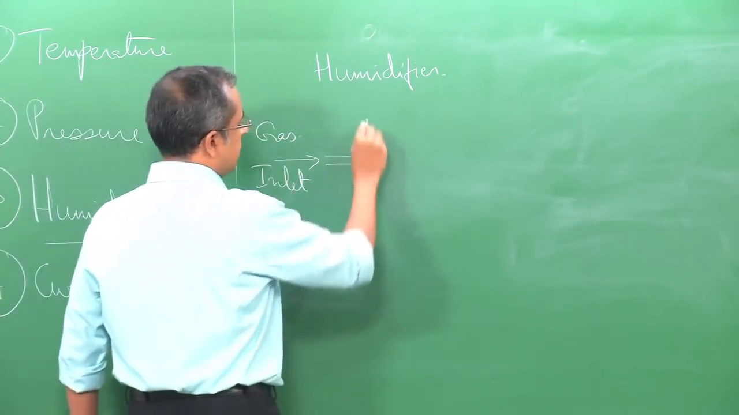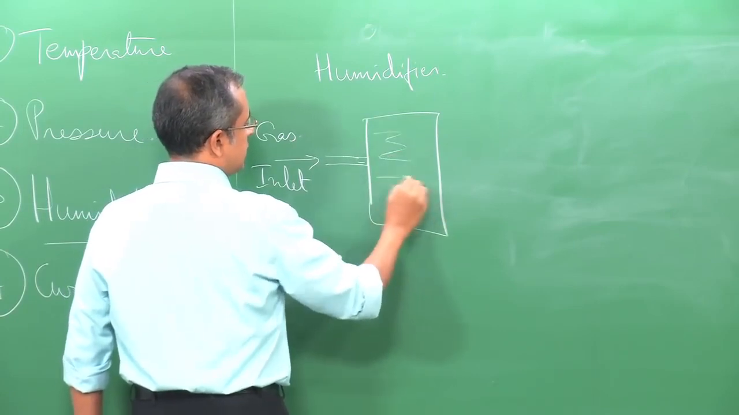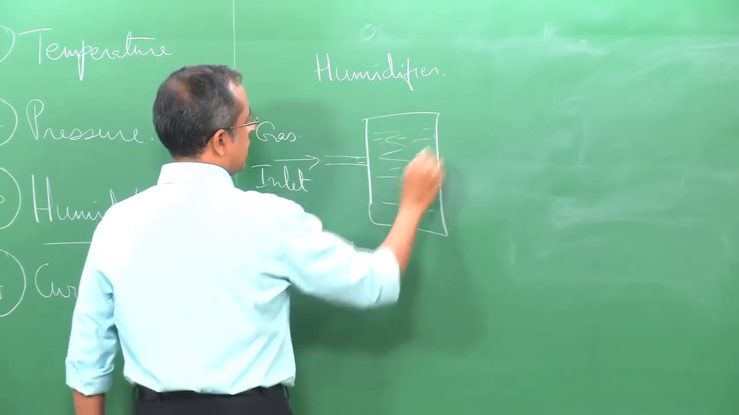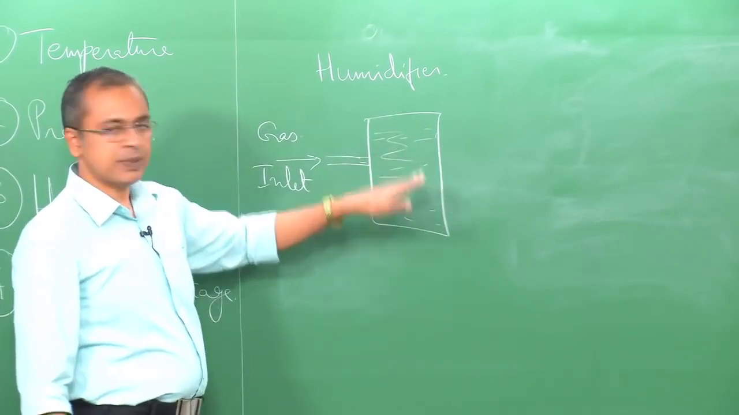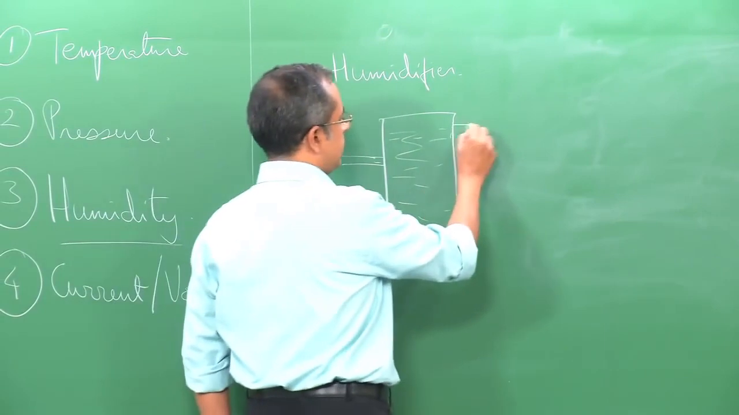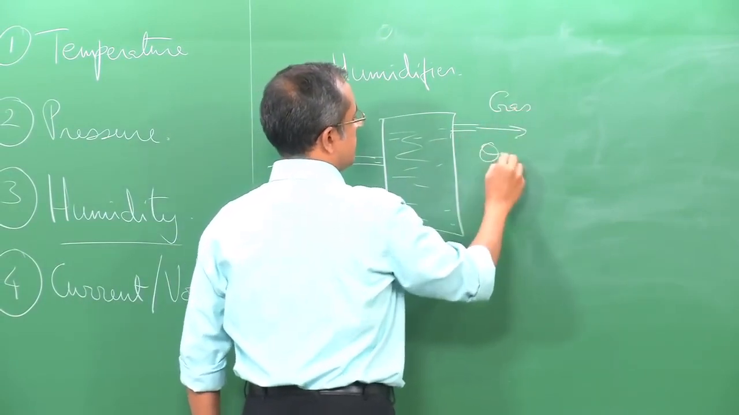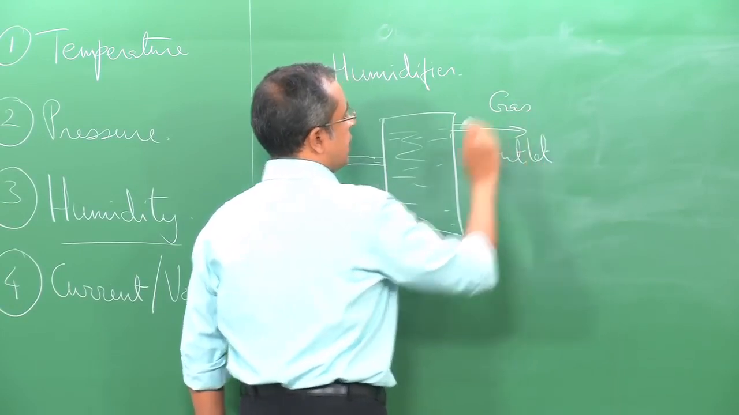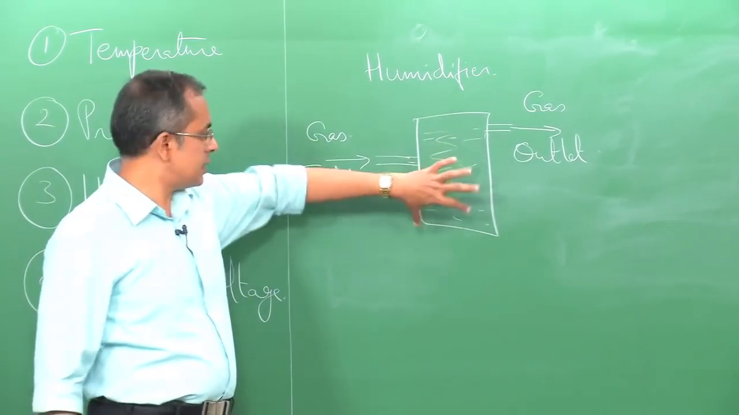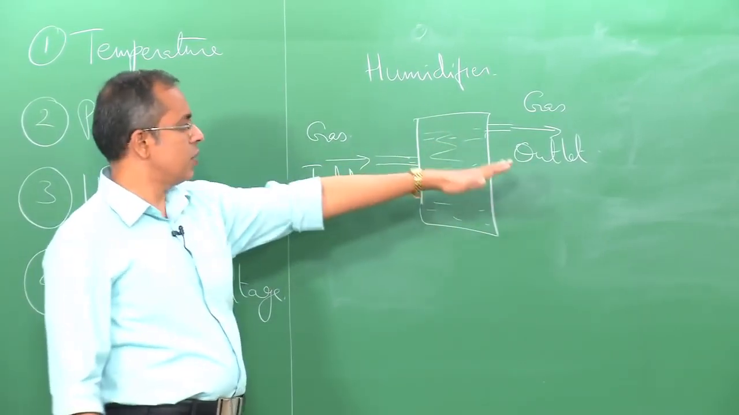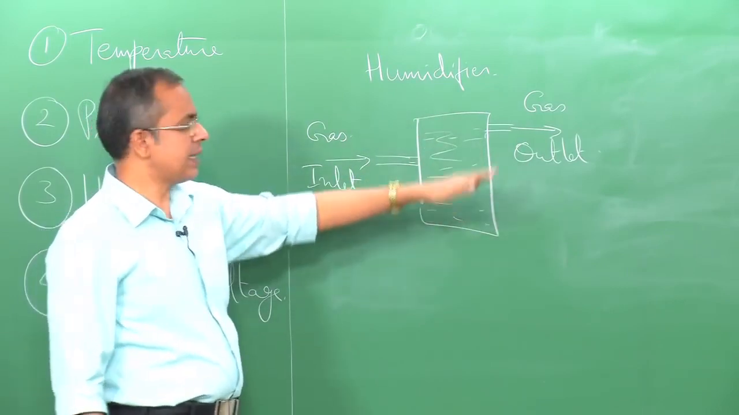and then there is some system here in which the gas mixes, in this case with water. So, there is water inside here, the gas mixes with water, and then there is a gas exit, the gas outlet. The gas that is coming out of this system, which would be called the humidifier, carries with it moisture, and then that gets used for various experiments.